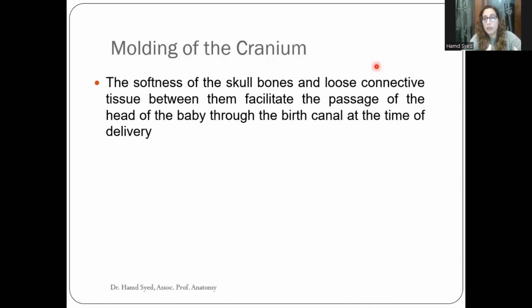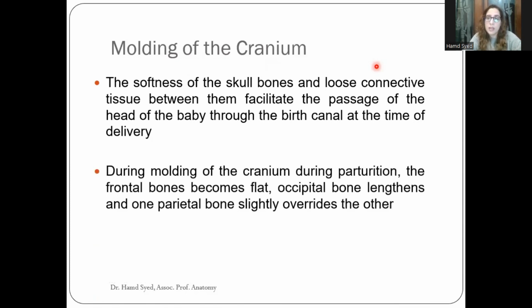Because of the softness of the flat bones of the skull and also because of the presence of loose connective tissue between these skull bones, this facilitates the slight overlapping of the bones of the cranial wall, especially the parietal bones, they are paired. So one parietal bone slightly overrides the other one. And there's also a certain change in the shape, flattening and lengthening of the other bones. So this facilitates the passage of the baby through the birth canal of the mother.